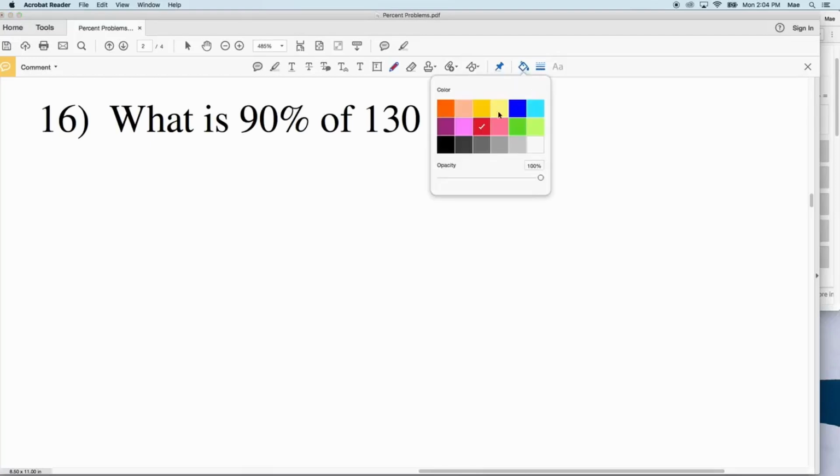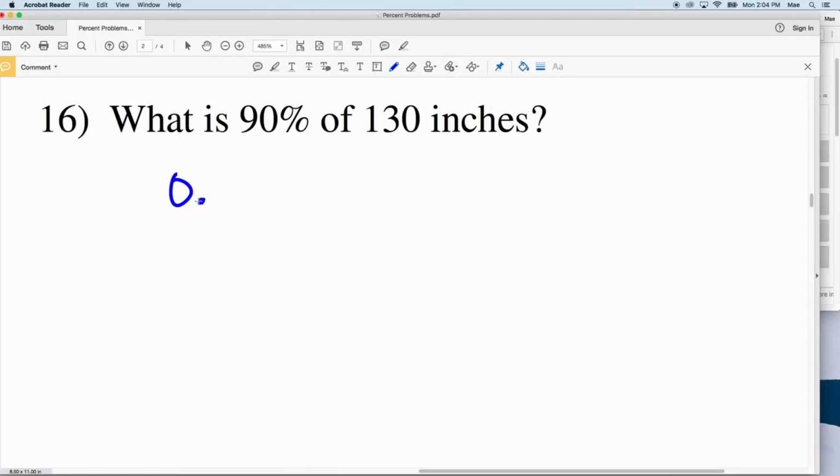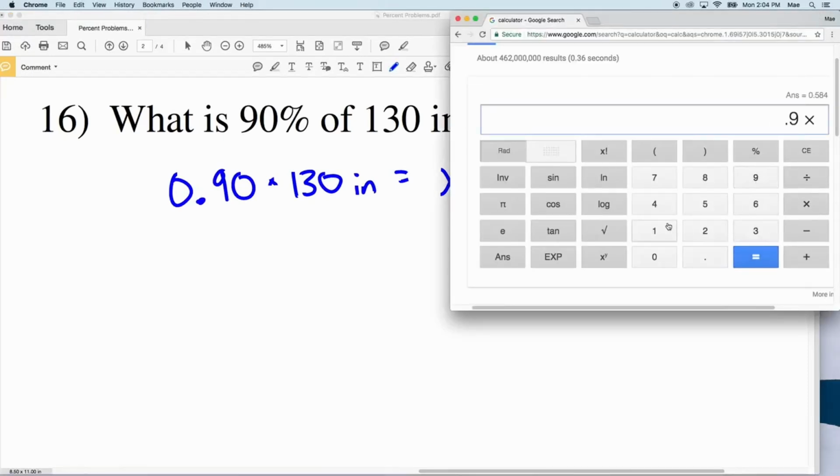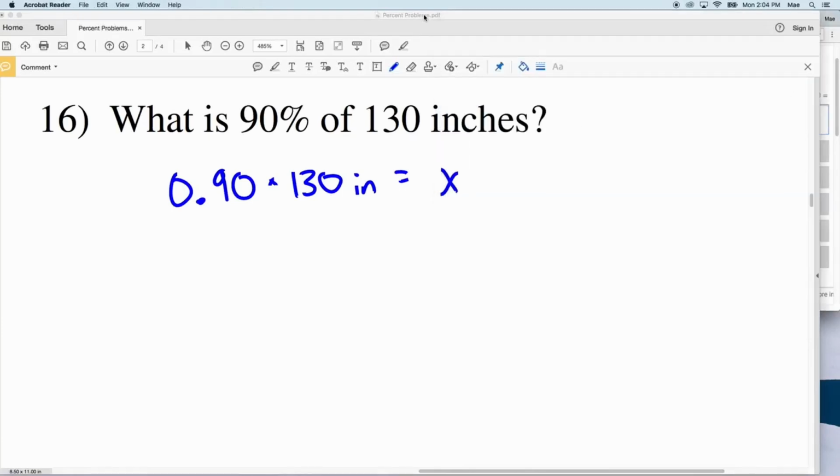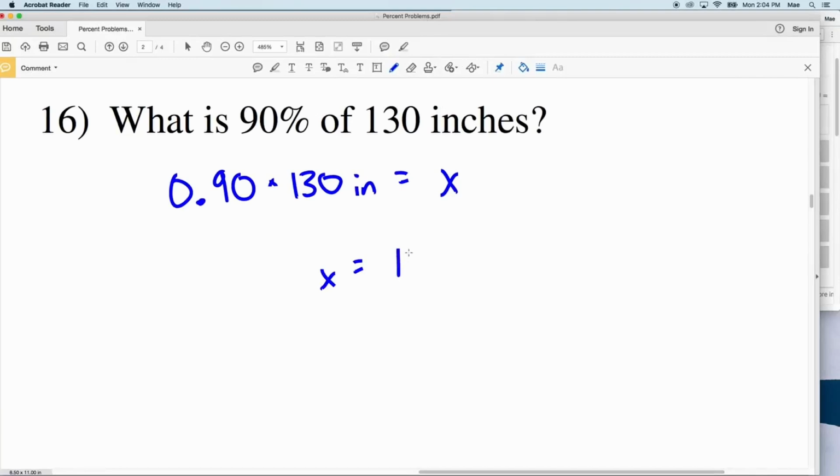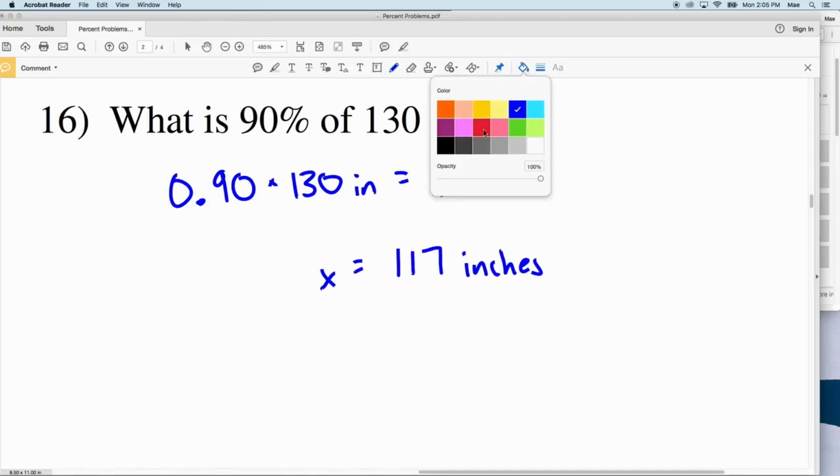In number 16, we're asked, what is 90% of 130 inches? So converting 90 to a decimal, 90% is 0.90, and we're multiplying that by 130 inches, and that's going to be equal to some number of inches, which is what we're solving for. So 0.90 times 130 is 117. So x is equal to 117 inches. So in words, 117 inches is 90% of 130.